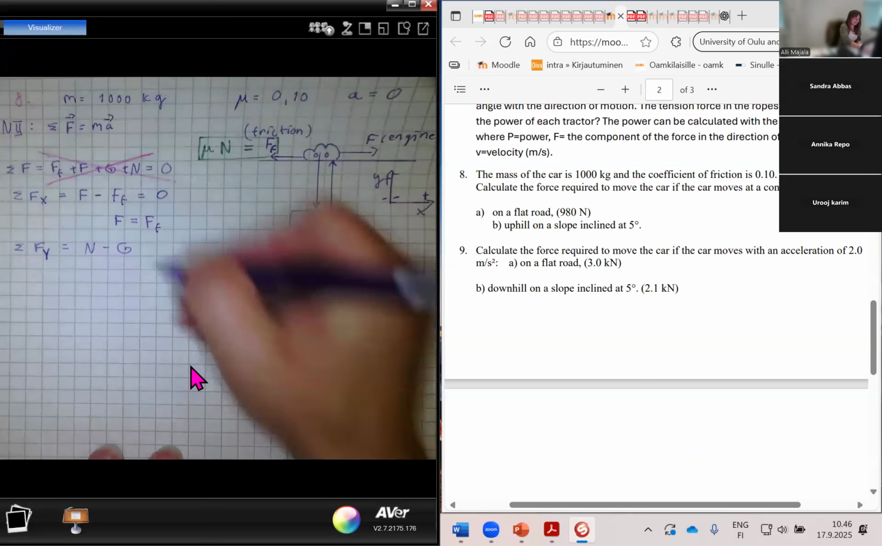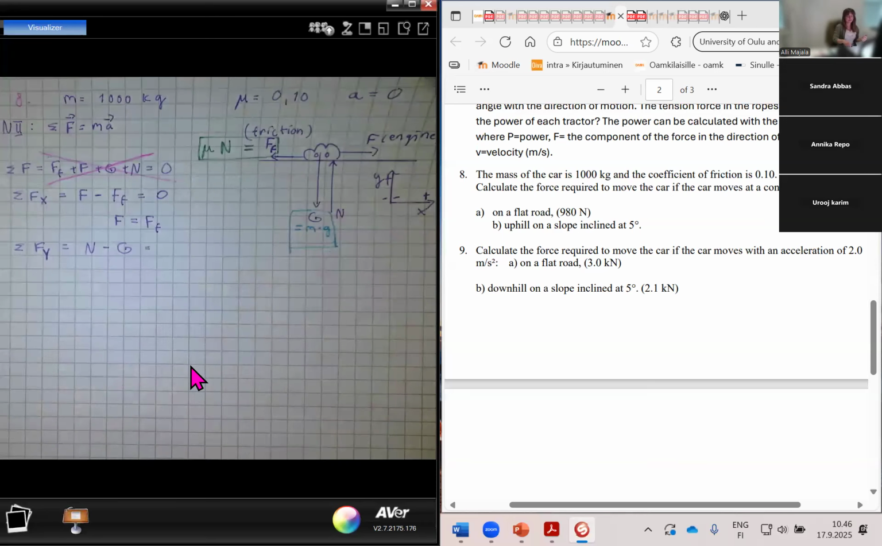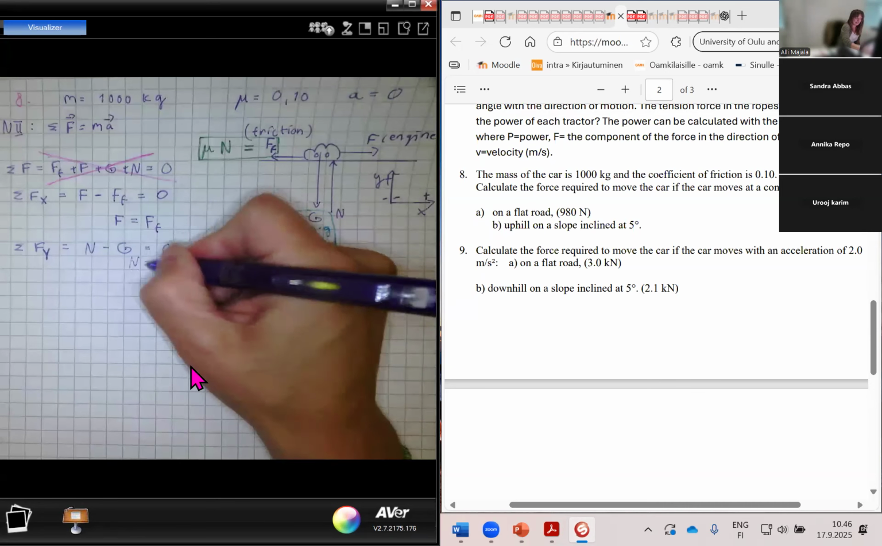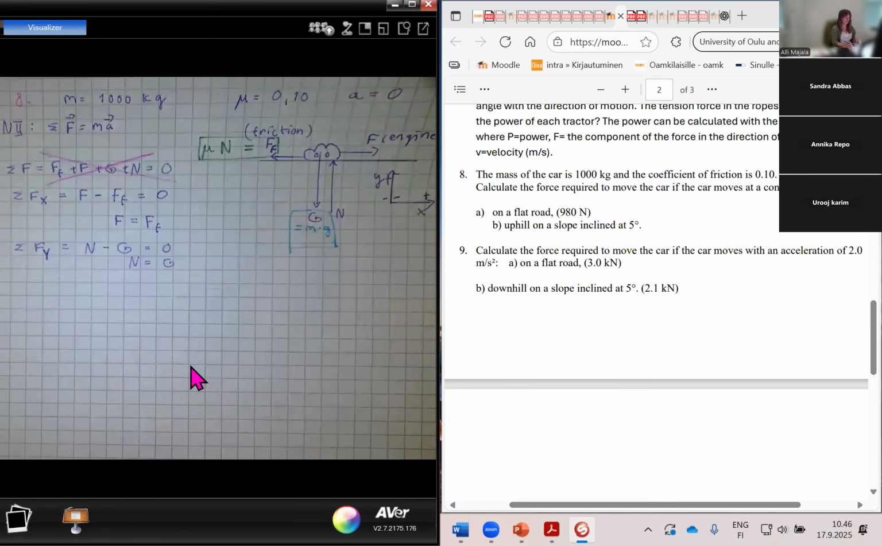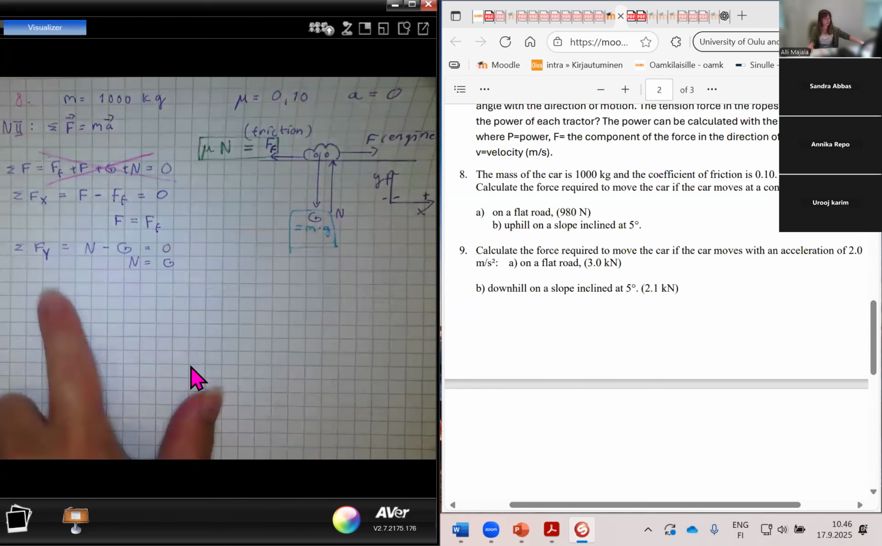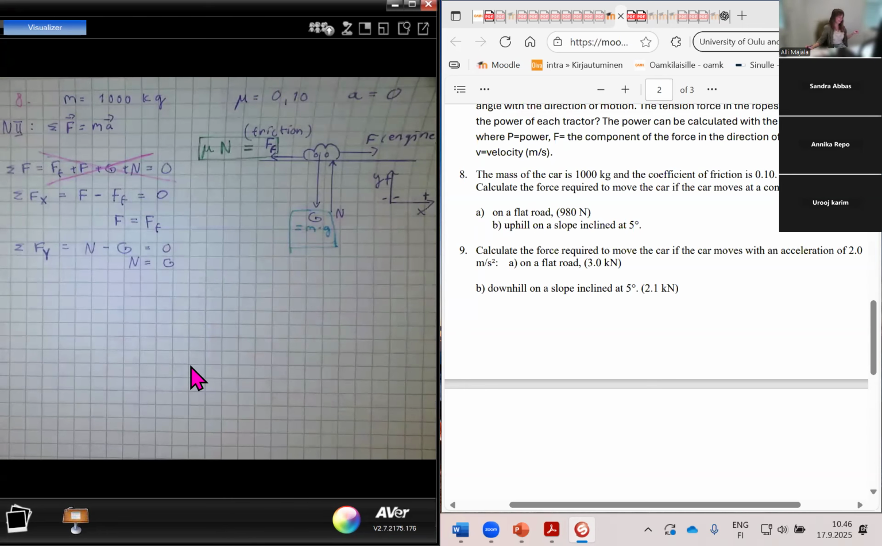And how about acceleration here? Well, the car just moves horizontally. We think that it's just moving like this. This is a simplification. So here we get this result: N is G. As you see, you have the supporting force, so they have to be equal. But it actually comes from this.